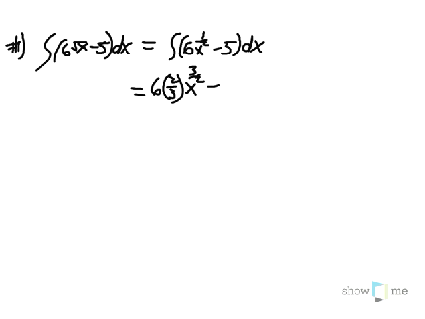This 5 is 5 times x to the 0. If you add 1 to the exponent, it would be x to the first. Reciprocal of 1 is 1. 5 times 1 is 5. Throw in your arbitrary constant.